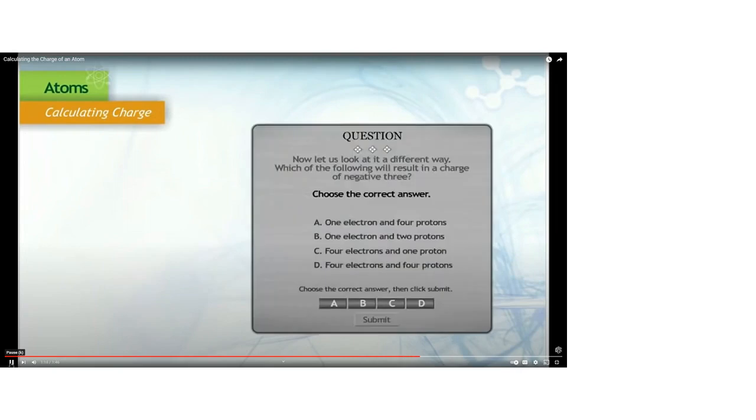Now let us look at it a different way. Which of the following is an atom with a charge of -3? I'm going to have you do this in the private chat only. Is it A, 1 electron and 4 protons? B, 1 electron and 2 protons? C, 4 electrons and 1 proton? D, 4 electrons and 4 protons?